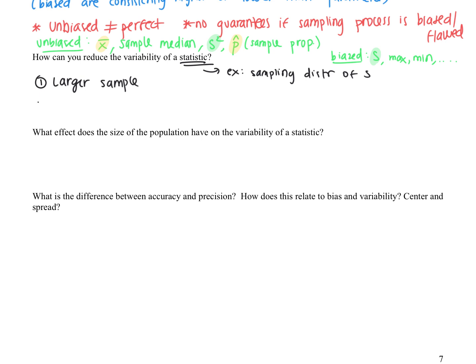The second one, this is going to be a throwback, a stratified design. So if we stratify in some way, that will often lead to less variability.